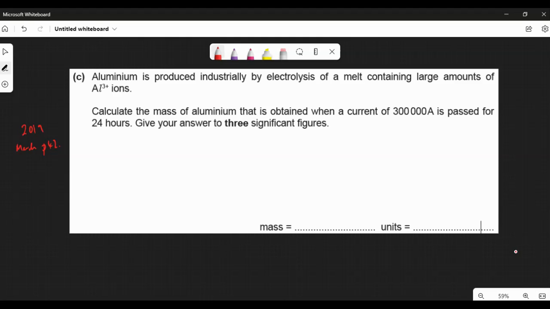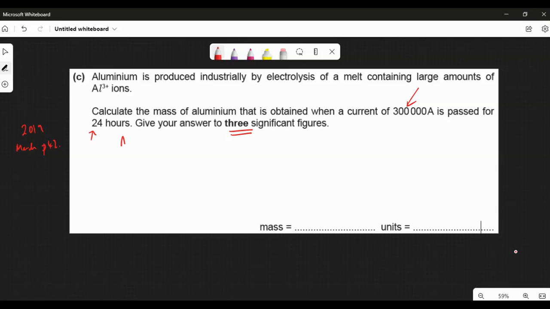All right, aluminium is produced industrially by electrolysis of a melt containing large amounts of Al3+ ions. And we've got to calculate the mass of aluminium with a current of this, passed for that time, and we've got to give it to 3 sig fig. Very important. Okay, so let's go.